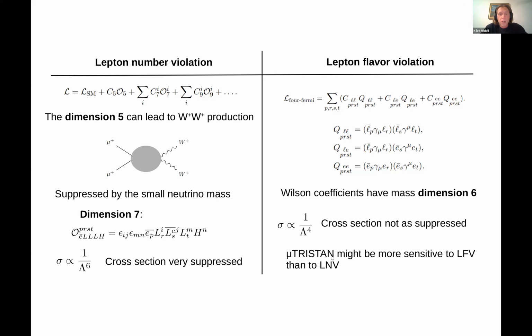With regards to lepton number violation, I showed you earlier that we have this series of actually odd mass dimension operators that describe lepton number violation. So the simplest process to look for, or the simplest operator to look for at mu Tristan, is the dimension 5, which can lead to mu plus going into W plus. And this is, of course, a smoking gun signal for lepton number violation.